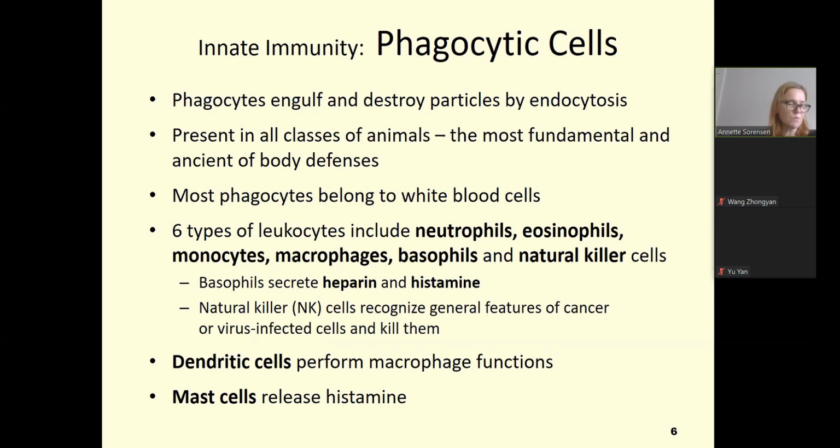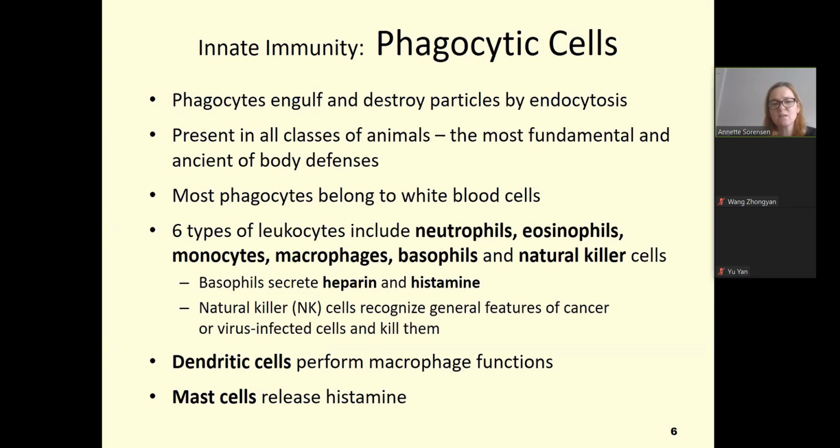So we talked a lot about these yesterday. We'll very briefly and very quickly go through them again today. Most of the phagocytotic cells belong to the white blood cells, or the leukocytes, as they're also called. There are 6 types: neutrophils, eosinophils, monocytes, macrophages, basophils, and natural killer cells. We went through all of these yesterday. The basophils do not have phagocytotic activity, neither do the natural killer cells.